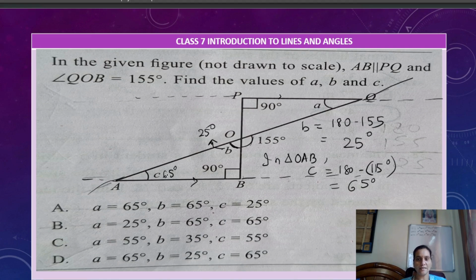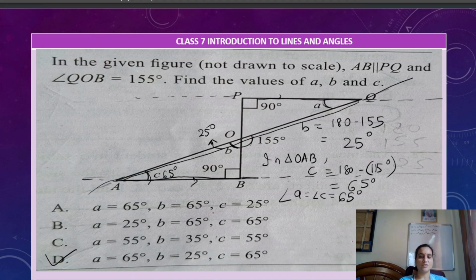So I found out B is 25, angle C is 65. Now for angle A, we need to do nothing. We can see a Z getting formed here by this pair of lines and this transversal. So using this Z, I can say that angle C is equal to angle A. Why? Because they are alternate interior angles. So angle A is equal to angle C, which is 65 degrees. So the values of A and C are the same and B is 25 degrees. So option D, where A is 65, C is 65 and B is 25 degrees, is the answer for this question.